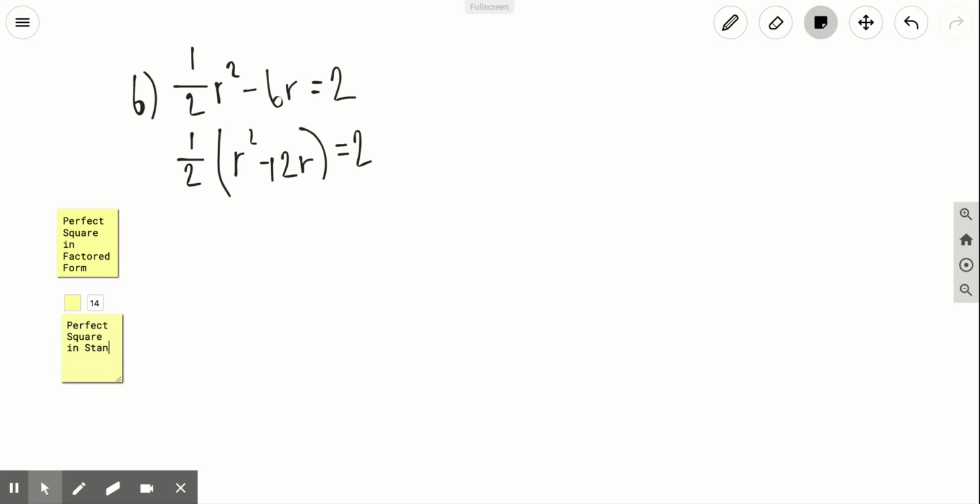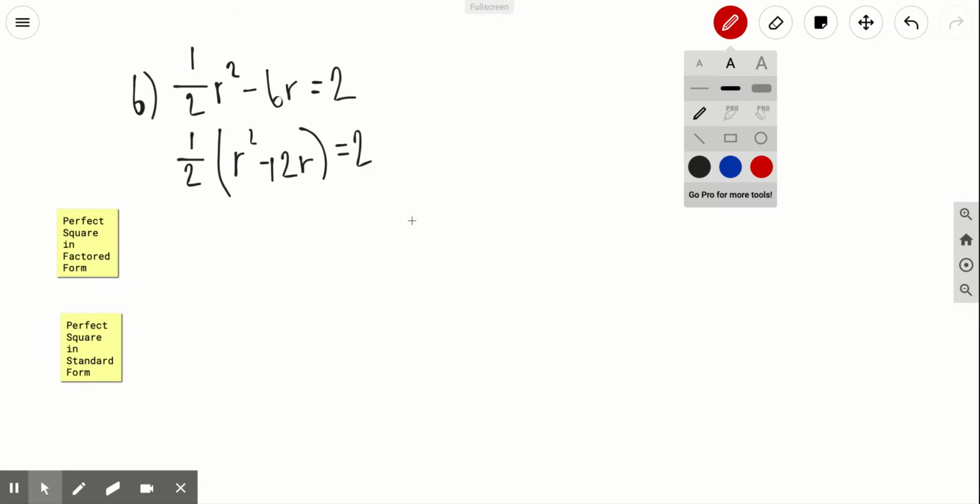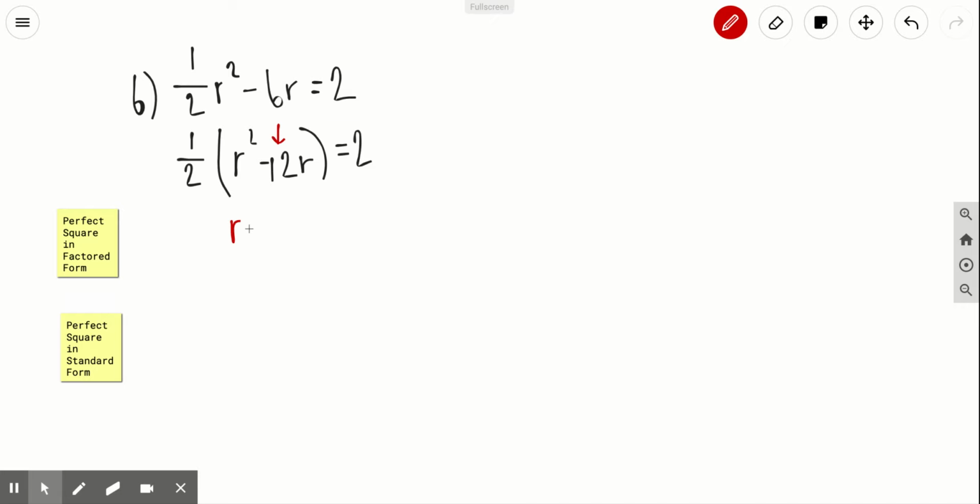So remember that to find the perfect square in factored form, and I'm going to work in a different color so you know that we're not talking about this equation quite yet, I'm going to want to look at my b term, which is negative 12. Half of negative 12 is negative 6, so I'll end up with r minus 6 times r minus 6, which is of course equal to r minus 6 squared.